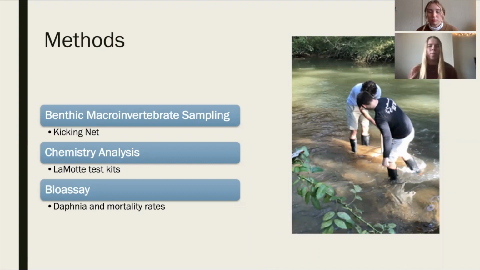10 live Daphnia were put in the water samples, including a spring water control, upstream control, Site 2 10%, Site 2 50%, and Site 2 100%. We had 5 samples for each dilution, making that 25 samples total. Death rate was observed for 48 hours and analyzed using ANOVA.